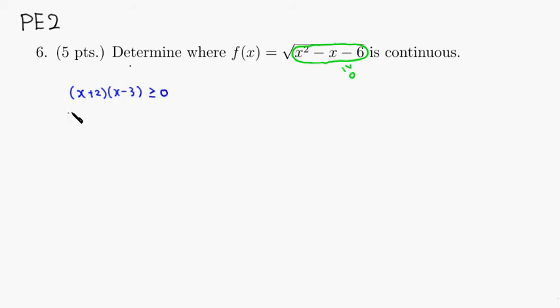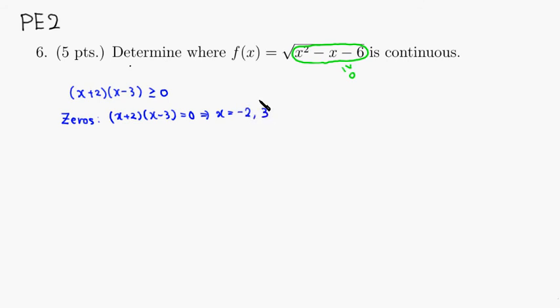So let's find the zeros of this function. So you have x plus 2 times quantity x minus 3. Since we're looking for 0, we just set that equal to 0. So the zeros are negative 2 and positive 3.